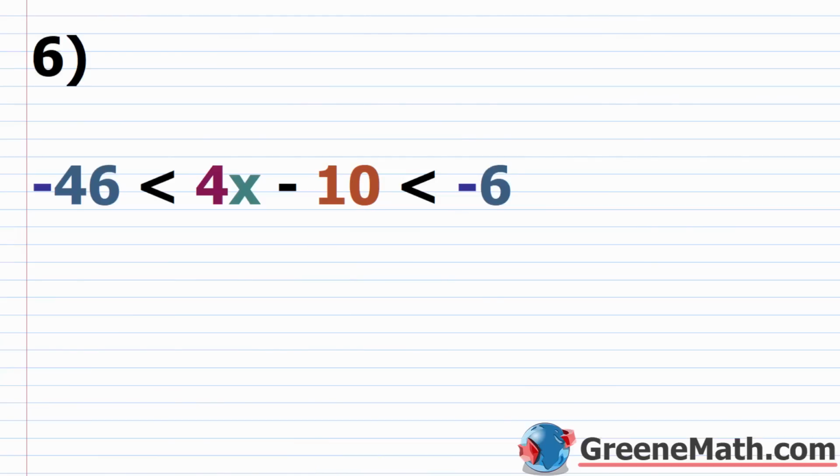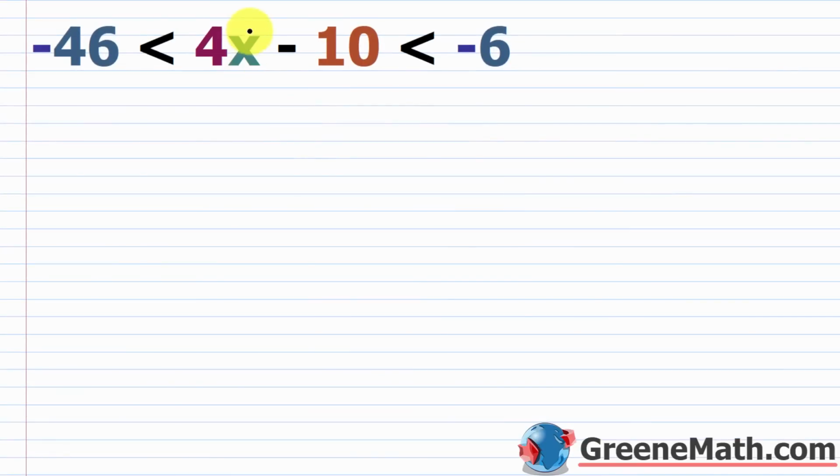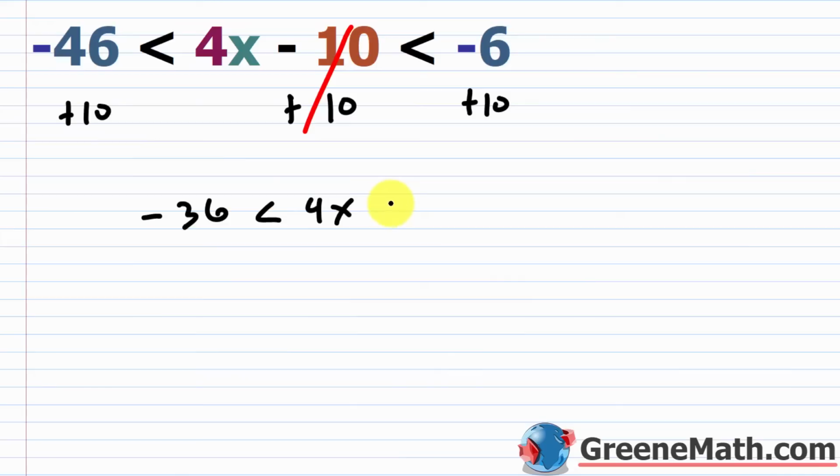All right, let's look at problem number 6. So here we're going to have that 4x minus 10 is greater than -46 and it's less than -6. So to start things off, I would try to isolate the 4x first. I can do that by adding 10 to each part here. And what is that going to give me? Well, in the middle, this is going to cancel. All the way to the left, -46 plus 10 is going to be -36. So this will be less than my 4x, which is less than -6 plus 10, which is going to give me +4.